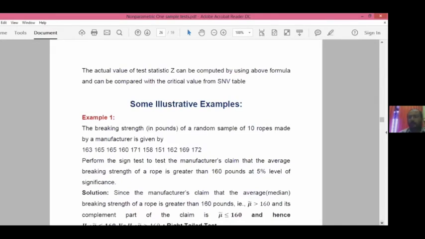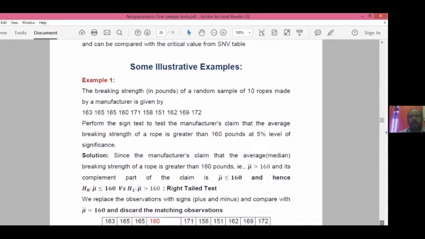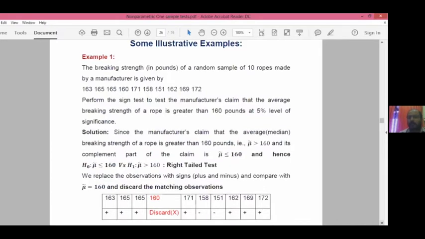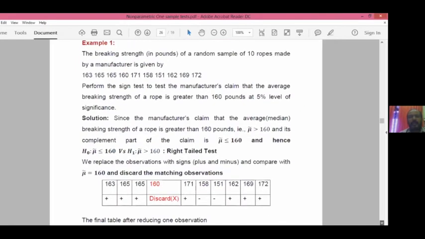Now we have to perform some examples of how these methods are used in real-life problems. The breaking strength in pounds of a random sample of 10 ropes made by a manufacturer is given. Perform the sign test to test the manufacturer's claim that the average breaking strength of rope is greater than 160 pounds at the 5% level of significance. So how do we start the solution, how do we apply the method?